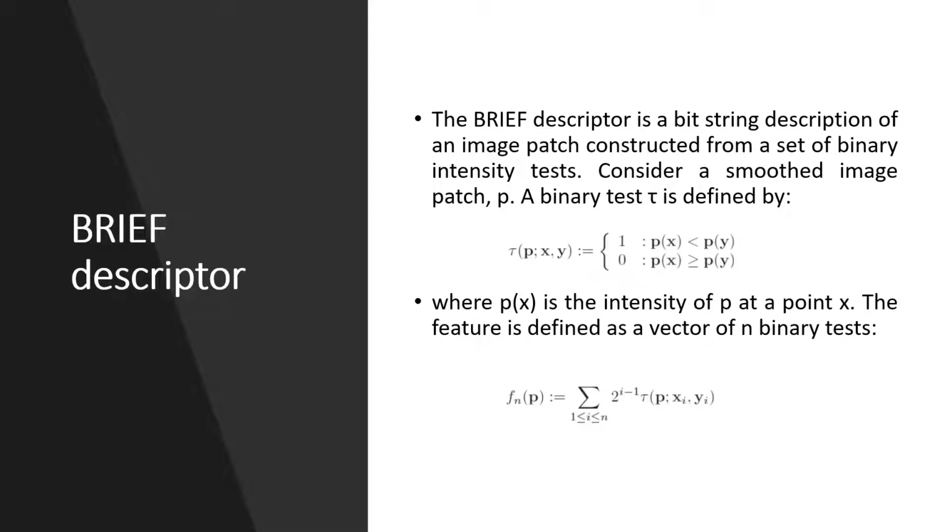Hi guys, this is Sandeep. After we use the oFAST algorithm to detect and find the orientation of the image keypoint, we check the BRIEF descriptor, which is used for keypoint matching.